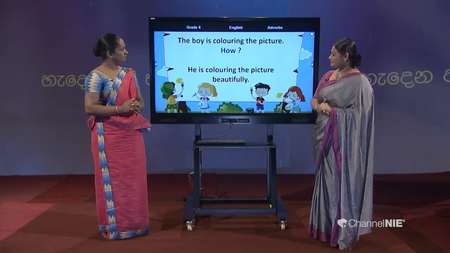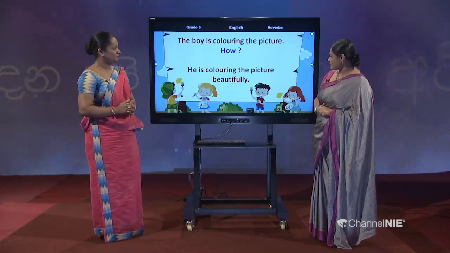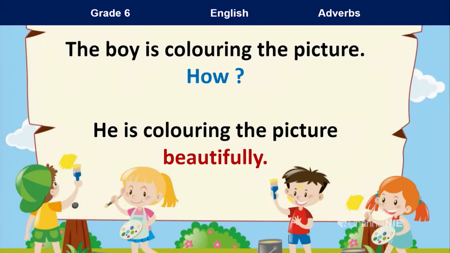Now, Miss Maheshi, what can you see in this picture? Yes, I can see a boy and I think he's coloring the picture. Right. Just like you painted your house, these children are coloring a picture. So, children, how are they doing it? We'll look at this boy. Yes. So, he's coloring the picture beautifully. That's right. The boy is coloring the picture. How? Beautifully.